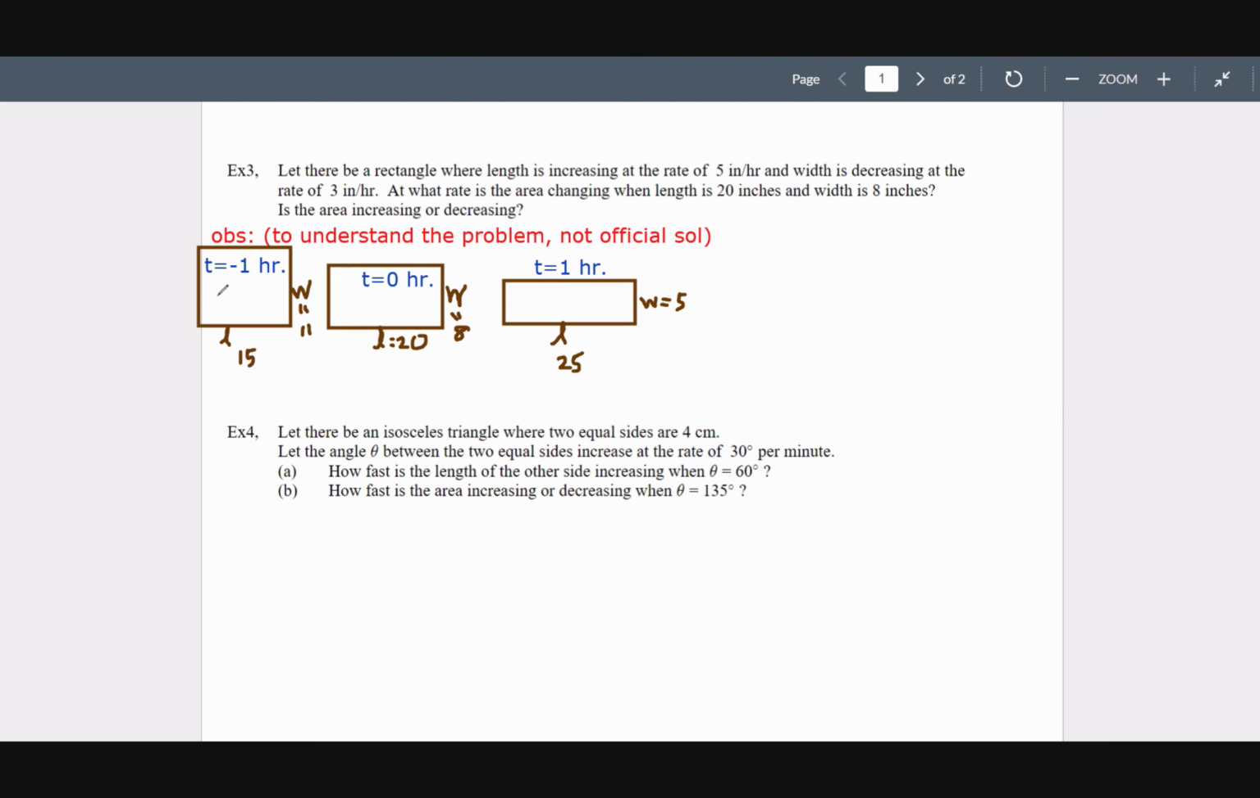So in this case, what is the area? Area is equal to width times length, which is 165. That is 15 times 11. And then at t equals 0, what is the area? Area is equal to 20 times 8, which is 160. And then at t equals 1, the area is equal to 125.